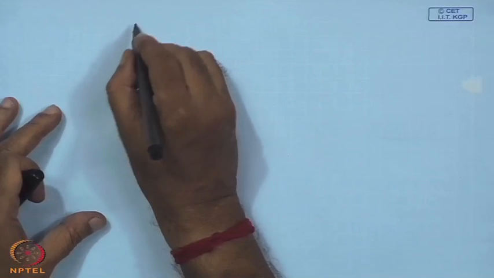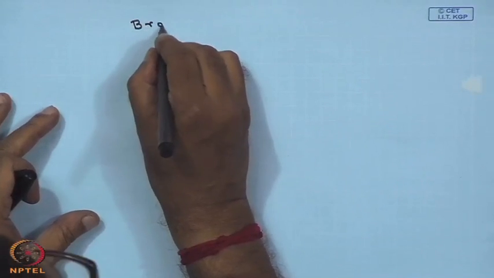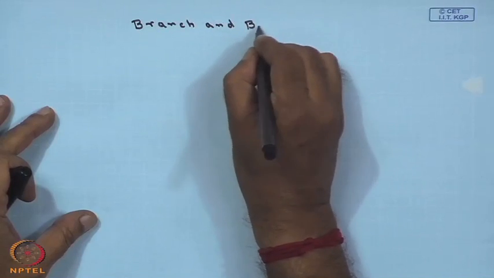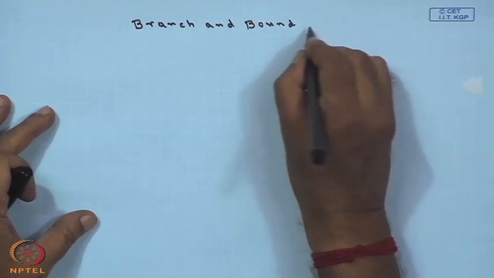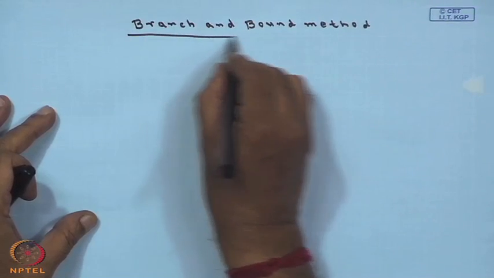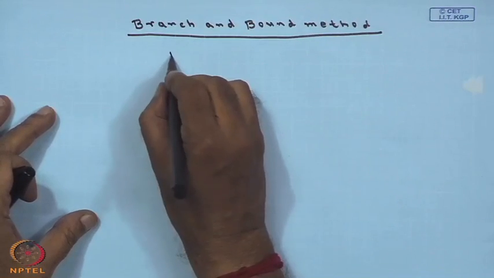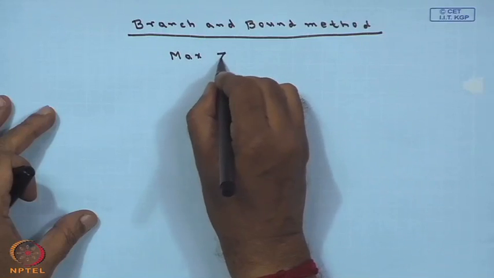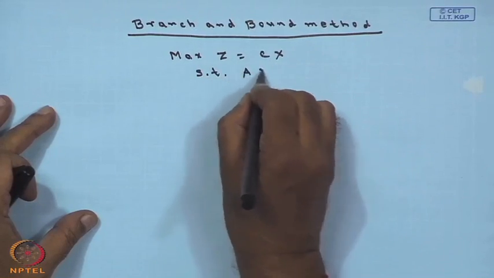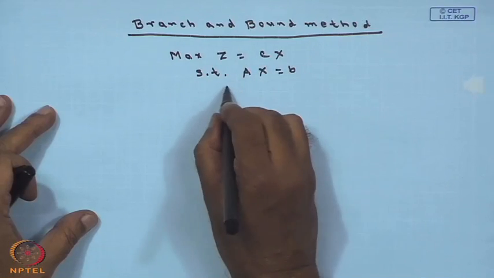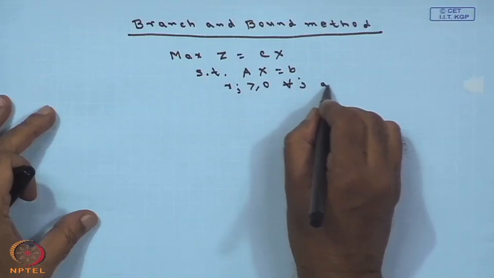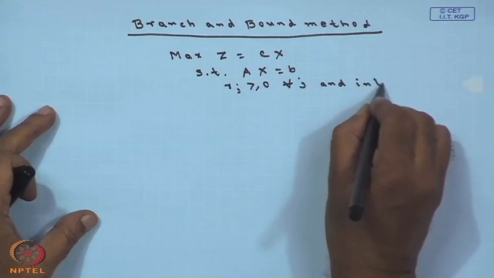So, we are going to discuss today the branch and bound method for solving the integer programming problem. You have the problem: maximize z equals c x subject to a x equals b, x j greater than or equal to 0 for all j, and they are integers.